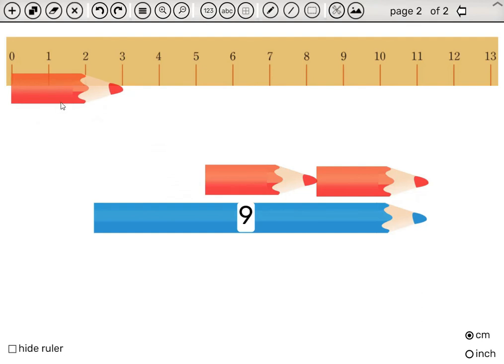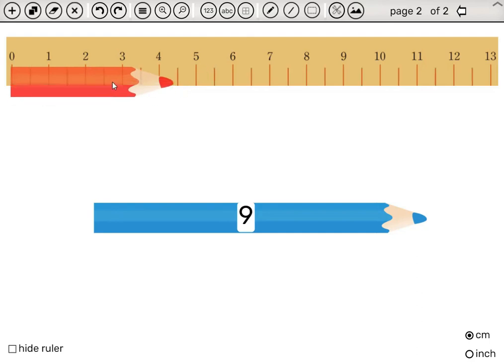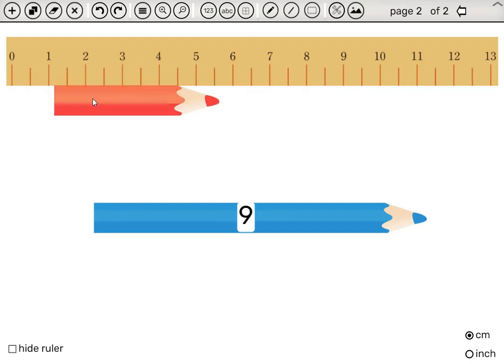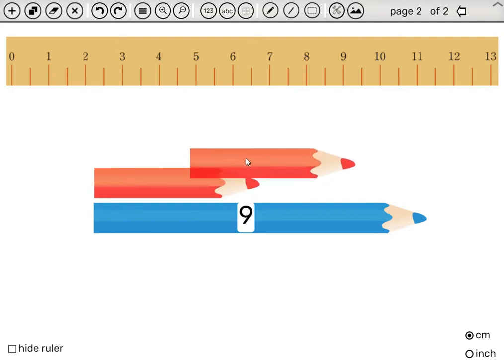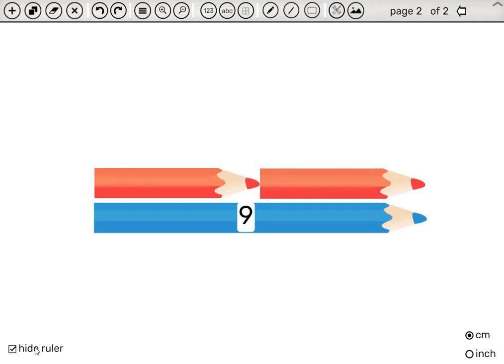We could also create a trickier question. Let's go ahead and throw these two out and lengthen this to 4.5. We'll click the ruler so we see the halves. Now, we'll drag it over here and duplicate it. Hide the ruler, and here we have a question where the answer is a fraction, 4.5. So these are the tools of the app, and we hope you and your students enjoy it in class.